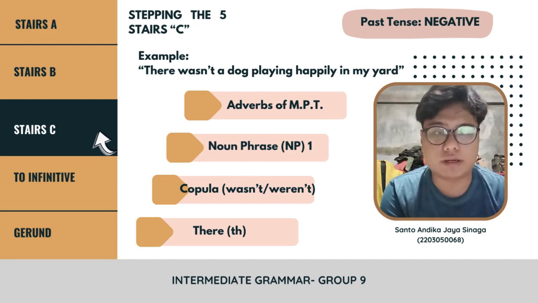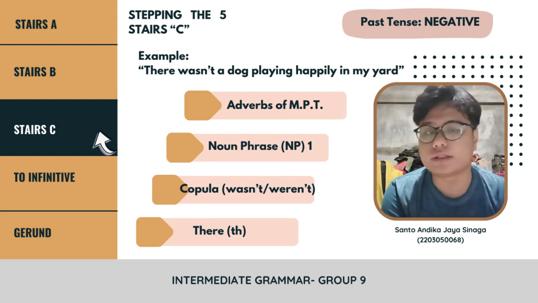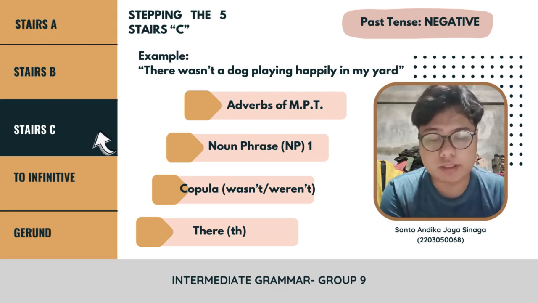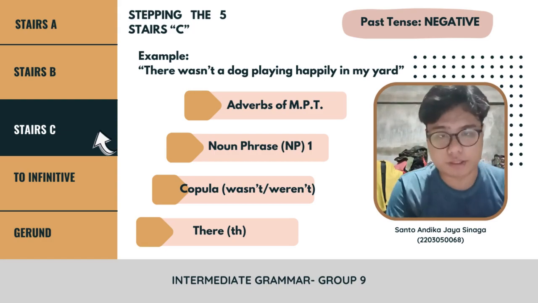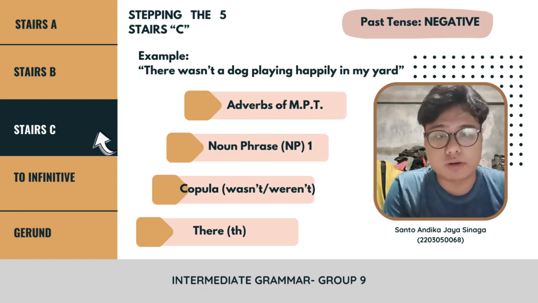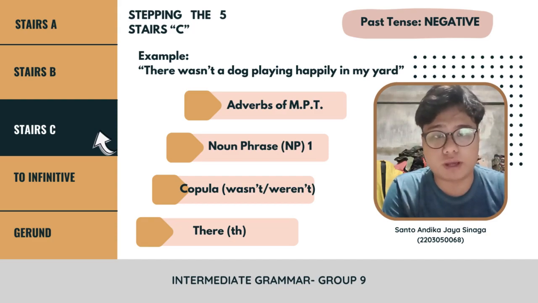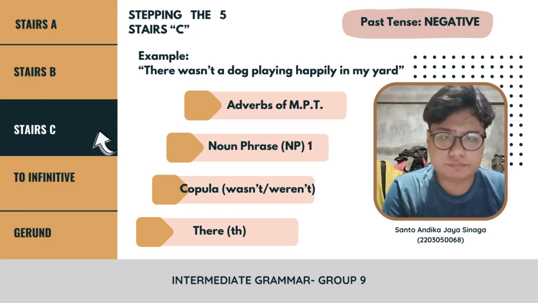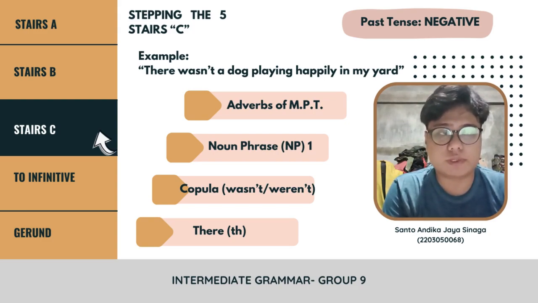The negative sentence has the same steps as the positive sentence before, but with one difference. The difference is in the copula. In the copula, we put not because it is a negative sentence, right? So we must put not on the copula. The other steps are still the same: we put the noun phrase and adverbs of MPT. Okay, here is an example of a negative sentence: there wasn't a dog playing happily in my yard.